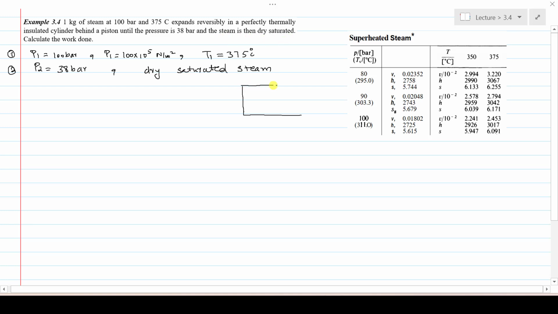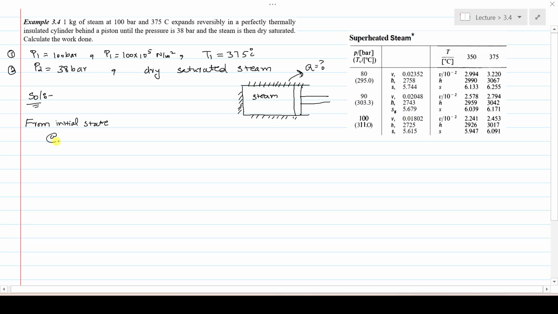This is, let's say, a cylinder. Inside this is a piston in which expansion takes place. This is a cylinder that is perfectly insulated, so neither heat in nor heat out takes place. Inside this cylinder and piston there is steam that expands from the superheated region and reaches the dry saturated region.